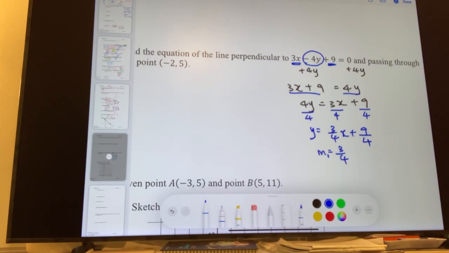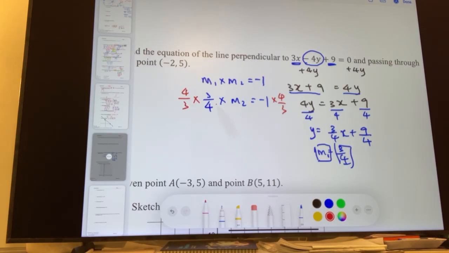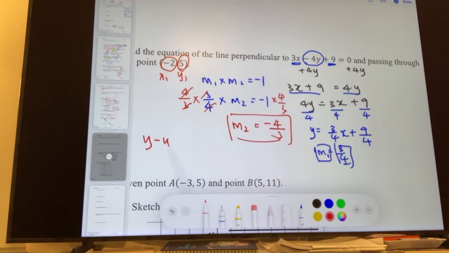From the perpendicular formula, you know m1 times m2 equals -1. So you replace the m1 as 3/4 into here. Okay, so that means you need to times it by 4 and 3, 4 and 3 in here, so they all cross out. So that means your m2 equals -4 on 3. So now you have your m, you have your x1 and y1. Then you can find the equation using that formula again.